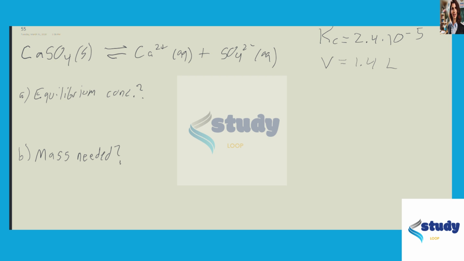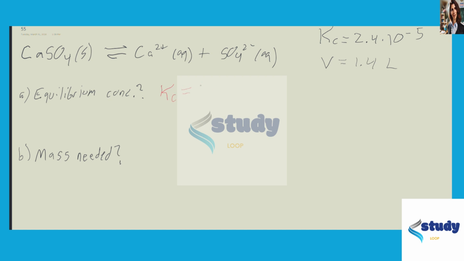In this problem, we are looking at the dissociation of solid calcium sulfate into aqueous calcium and sulfate ions. We are given the equilibrium constant Kc and the volume of the container. The first thing we are asked to compute is the equilibrium concentration, assuming that we're at saturation. To do this, let's take a look at the equilibrium expression first.